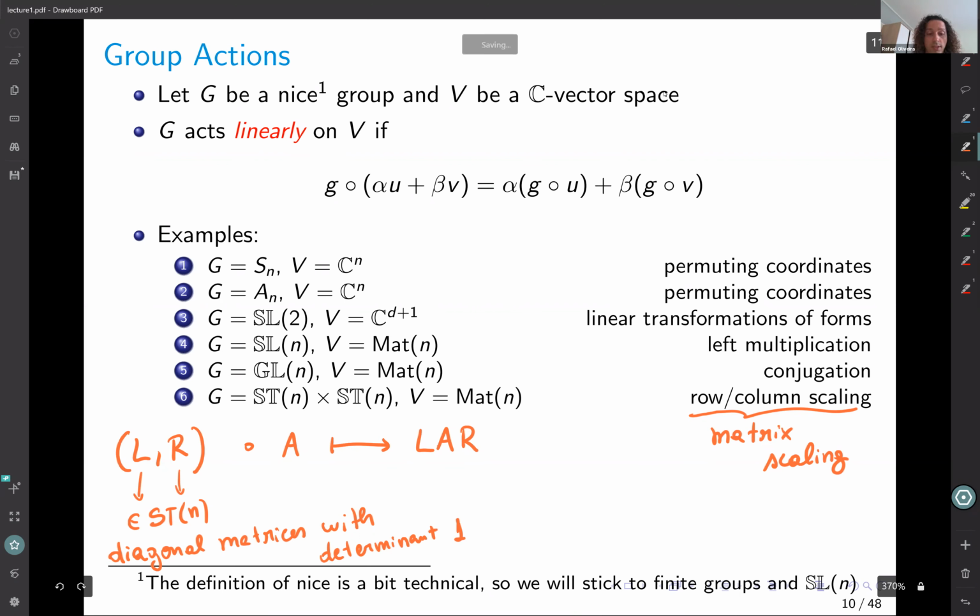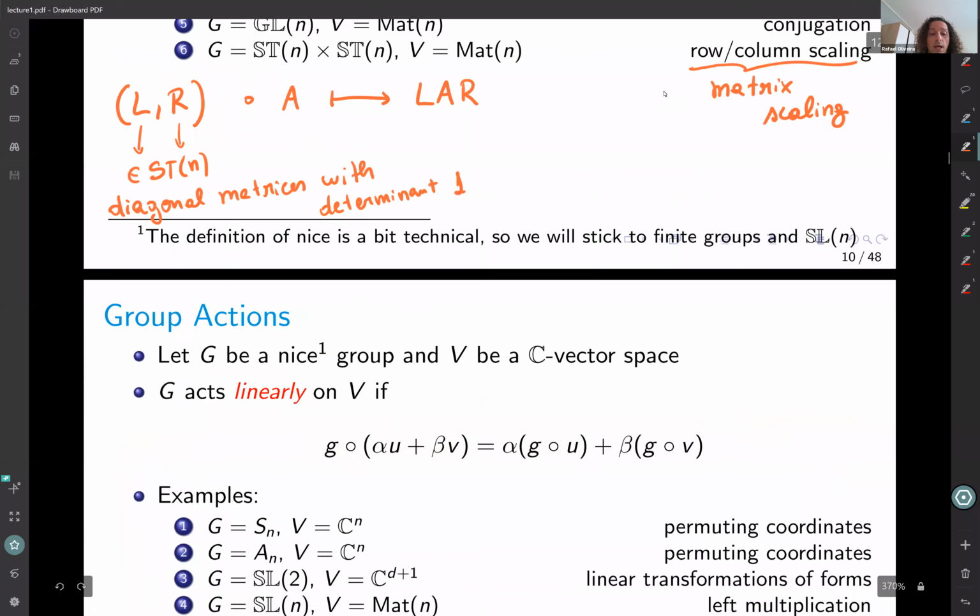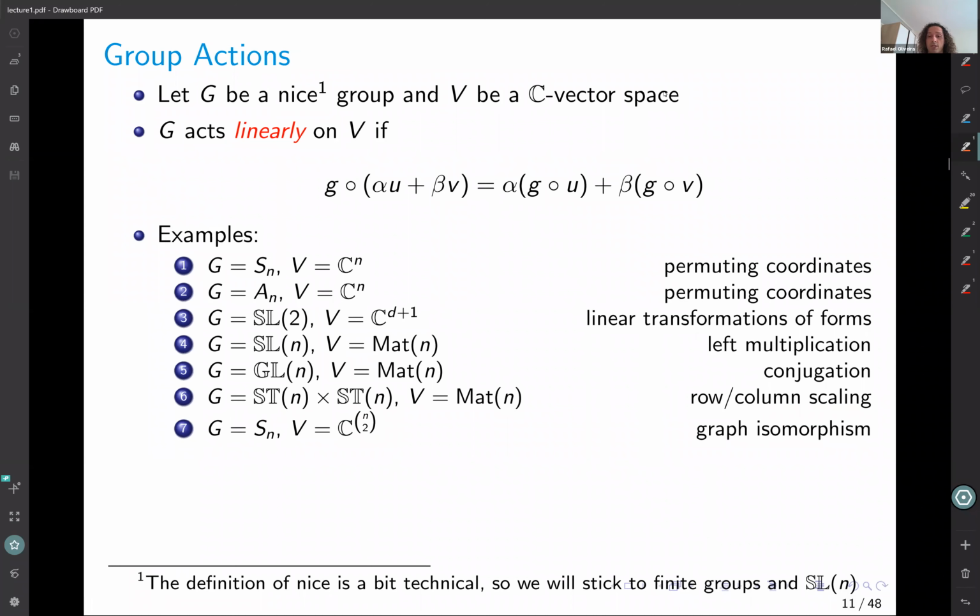Okay, so this is the matrix scaling action, which we're going to be seeing quite often in this course. And another one, which has huge importance in combinatorics and also in complexity theory and algorithms, is the graph isomorphism action. And what is this action?